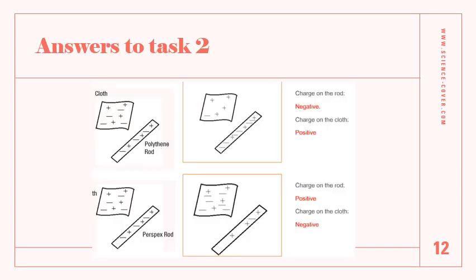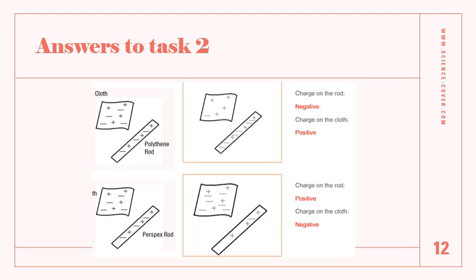Let's check our answers to task 2. In the first diagram, we have a polythene rod and a cloth. When they are rubbed together, the polythene rod will gain electrons and the cloth will lose electrons. This leaves the charge on the rod negative, but the charge on the cloth positive.